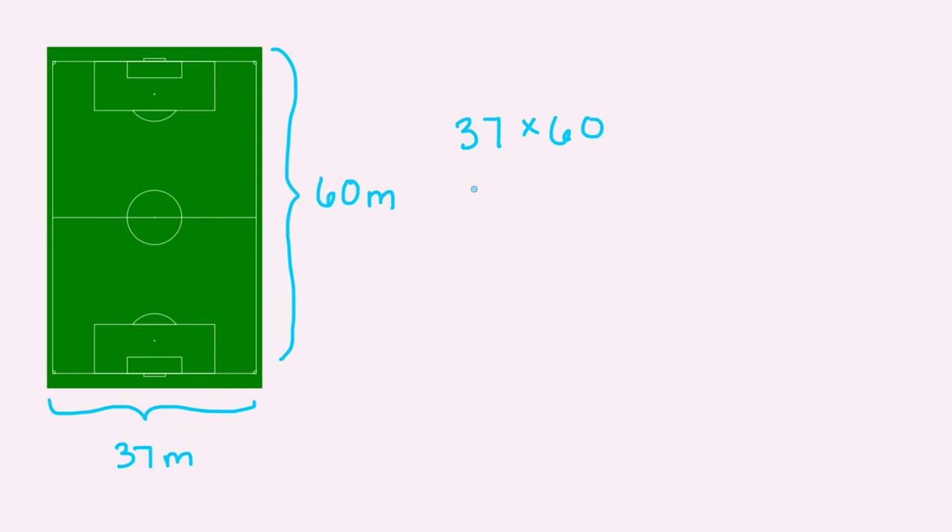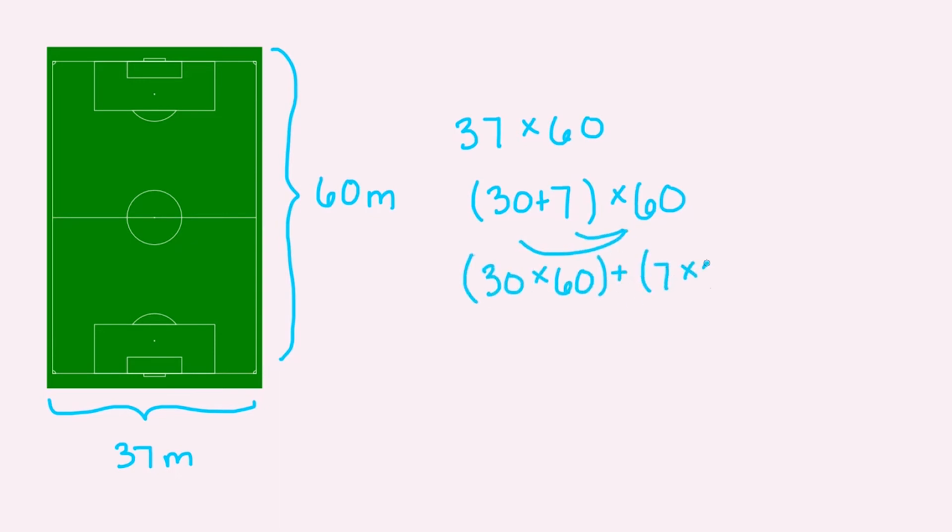Similar to before, we could try breaking the problem into smaller parts. We can turn 37 times 60 into 30 plus 7 times 60. And by the distributive property that we learned before, we know that equals 30 times 60 plus 7 times 60. 30 times 60 can be rearranged to be 3 times 6 times 100. 7 times 60 can be rearranged to be 7 times 6 times 10.